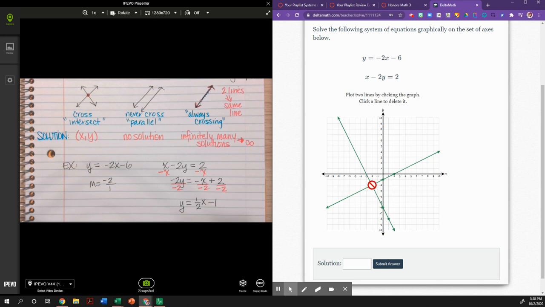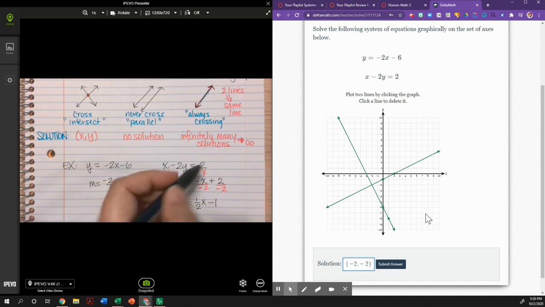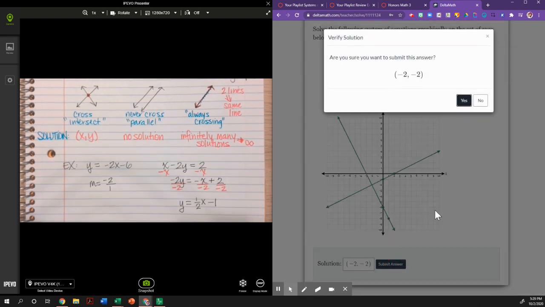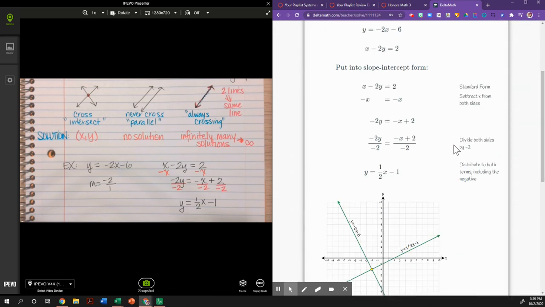And then now I need to identify where they cross. Well, I go left 2, down 2. So parentheses, negative 2, comma, negative 2, close my parentheses. Now, if you've made a mistake here, that will affect your graph and then it will affect where they cross. That's why we spent time on solving literal equations and solving for y, for this reason right here, because this is just a minor step in a bigger problem. So submit my answer. Yes, and there we go.